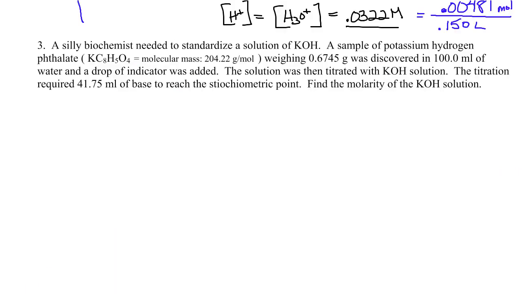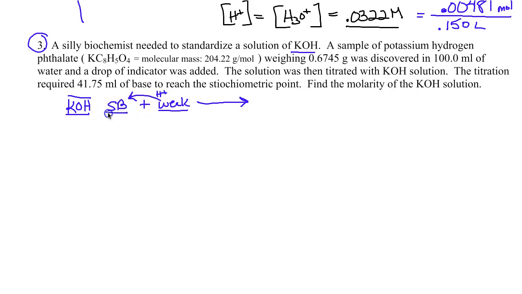Okay, number 3. A silly biochemist needed to standardize a solution of KOH. Now, KOH is a strong base. We should all recognize a group 1 ion with a hydroxide as a strong base. It completely dissociates. The problem with strong bases, and the reason we use them, is that a strong base, as I said before, with a weak acid will stoichiometrically drive the weak acid to completion, because a strong base will pull the proton from them.